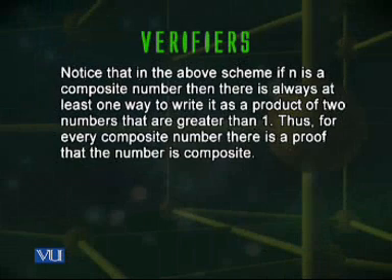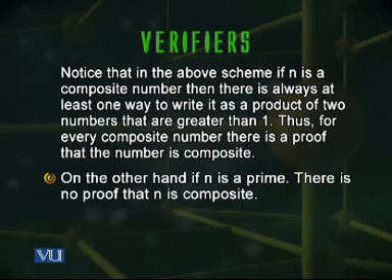Notice that in the above scheme, if n is a composite number, then there is always at least one way to write it as a product of two numbers that are greater than 1. Thus, for every composite number, there is a proof or a certificate that the number is composite. On the other hand, and this is extremely important, if n is a prime, there is no proof that n is composite.